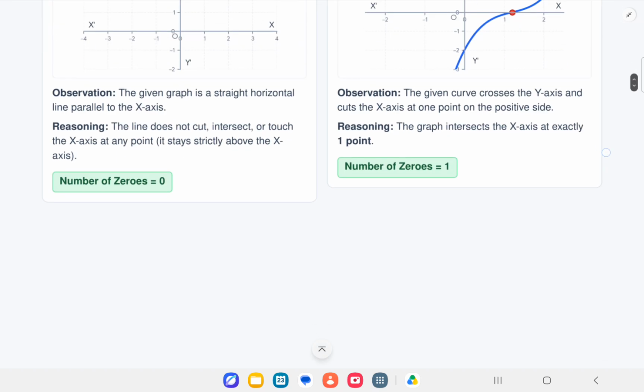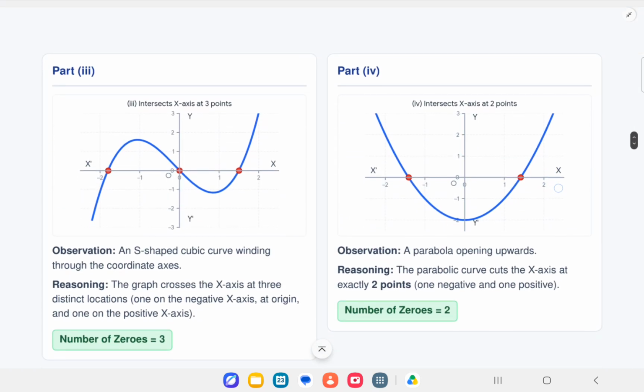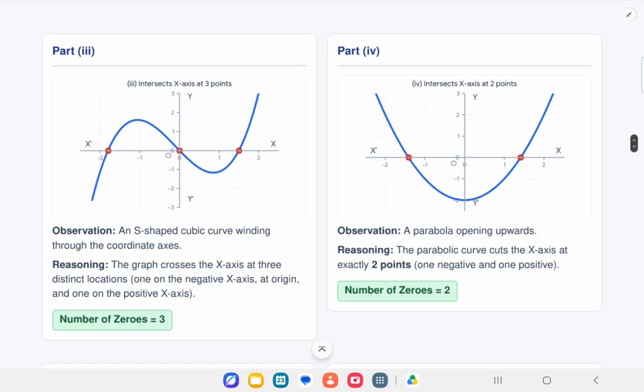Now move on to the next part, which is part number 3. So in part number 3 you can see an S-shaped cubic curve winding through the coordinate axis. ये देखिए S के टाइप का ये कर्व बना रहा है, क्यूबिक कर्व, और ये आपको 3 पॉइंट पर इंटरसेक्ट करता है. The graph crosses the x-axis at 3 distinct locations. 3 डिस्टिंक्ट लोकेशन पर ये कट करता है.